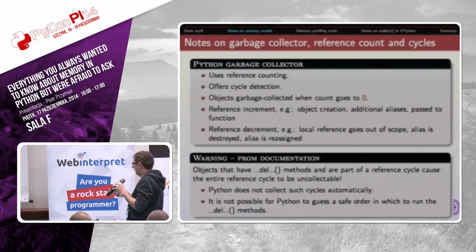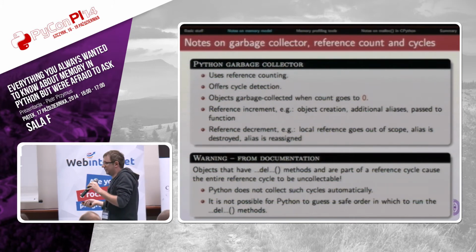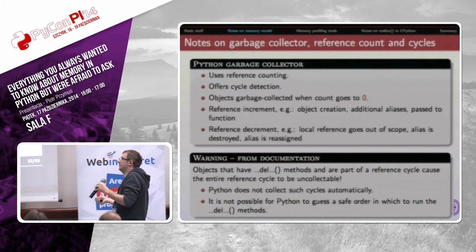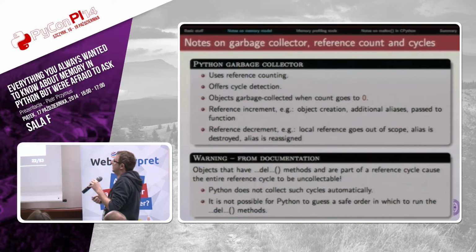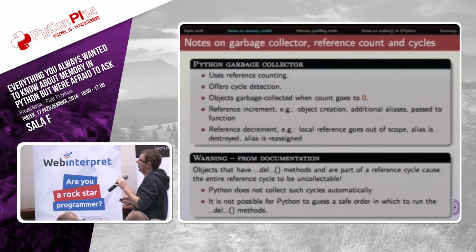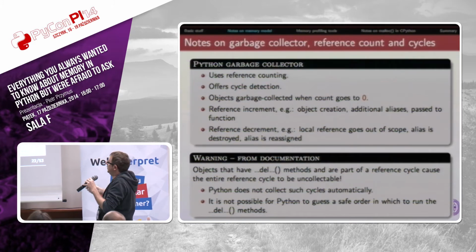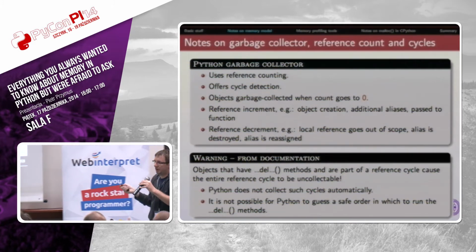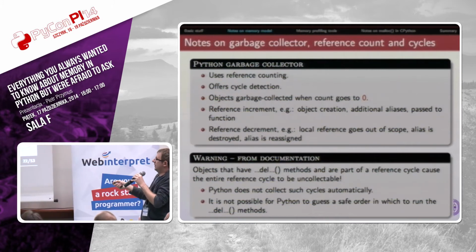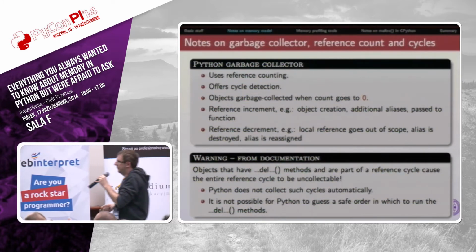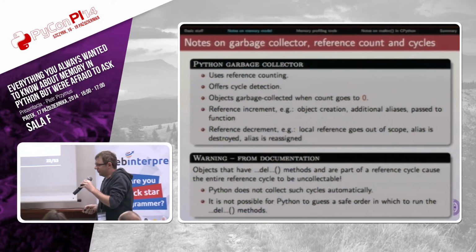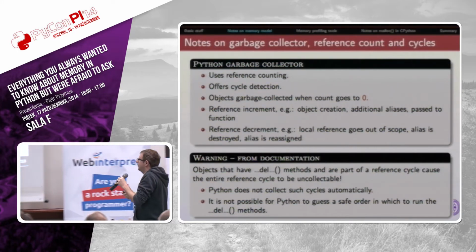So, as you all know, we have garbage collection in Python. We use reference counting for garbage collection. Actually, Python offers cycle detection, and we'll talk about it a little bit later. We garbage collect the object when the counter goes to 0. And the question is when we increment and when we decrement. Each of these operations will increment the reference counter, and each of these will decrement the reference counter. This is pretty obvious, and you all use it even if you don't know.